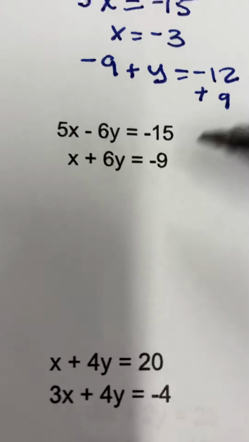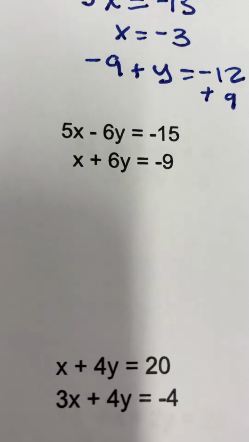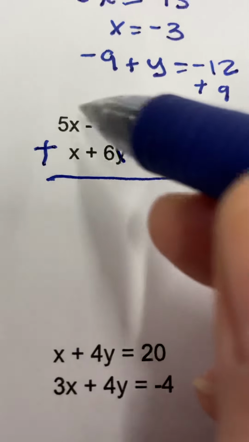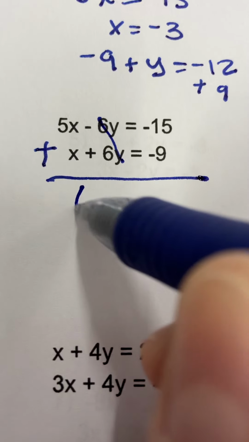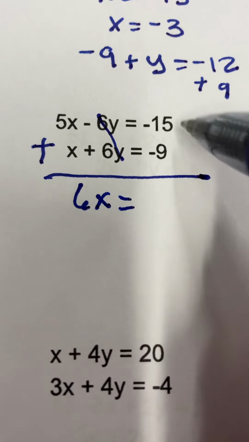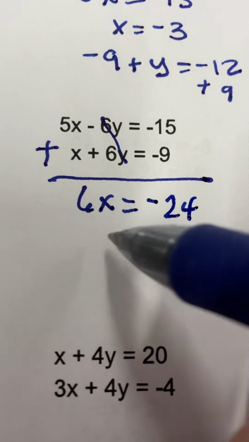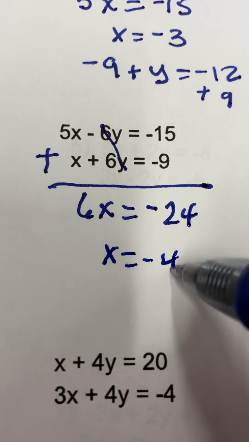All right, here, the y's are what I'm looking at. It's ready for elimination. So I'm going to add down. Those will eliminate. 5x plus 1x is 6x. A negative 15 and negative 9 is negative 24. So I get x to equal negative 4.